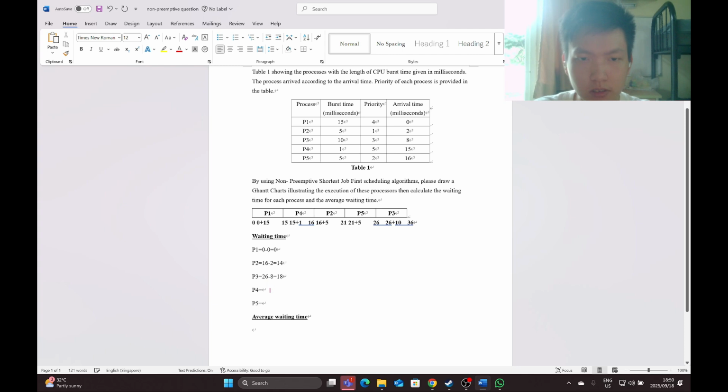For process 4, the starting time is 15 and the arrival time is 15, then it will be 0. For process 5, the starting time is 21 and the arrival time is 16, then it will be 5.